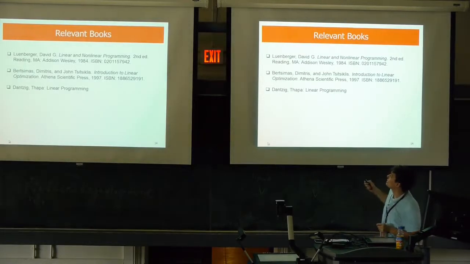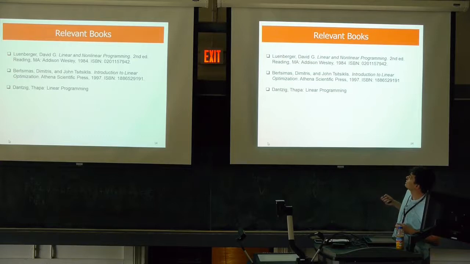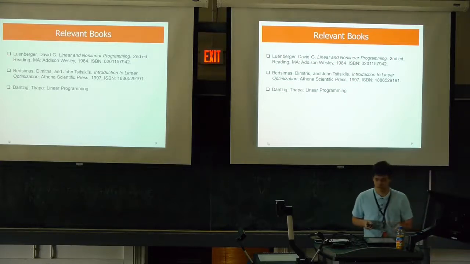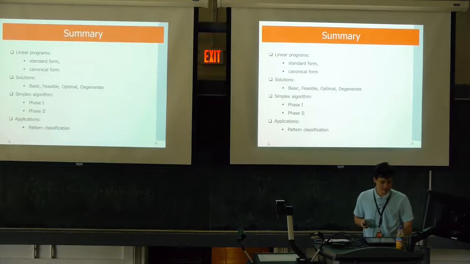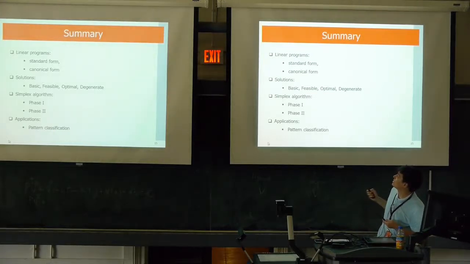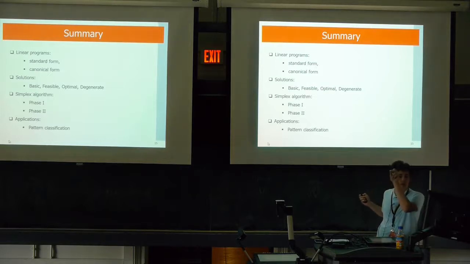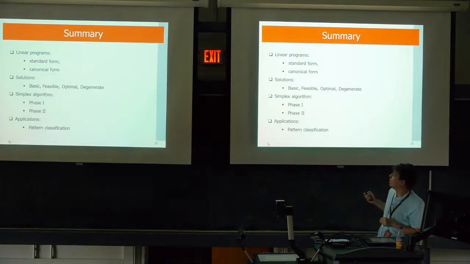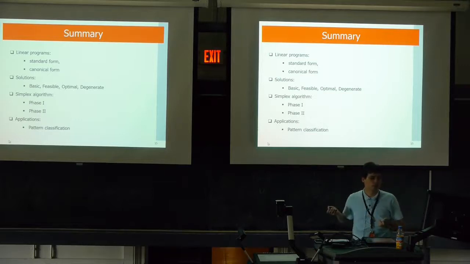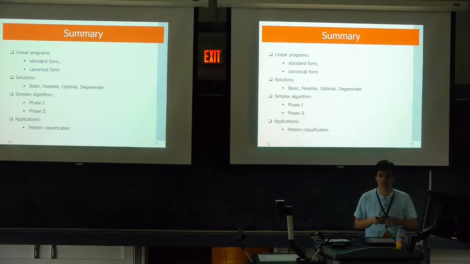OK, a few relevant books. If you are interested in this, then I recommend reading these ones. So as a summary, we discussed the standard form and canonical form of linear programs. We defined basic solutions, feasible solutions, optimal solutions, degenerate solutions. Degenerate was when any component of b could be 0. We saw that the simplex algorithm has 2 phases. And we discussed one application, how to do classification with linear programming.